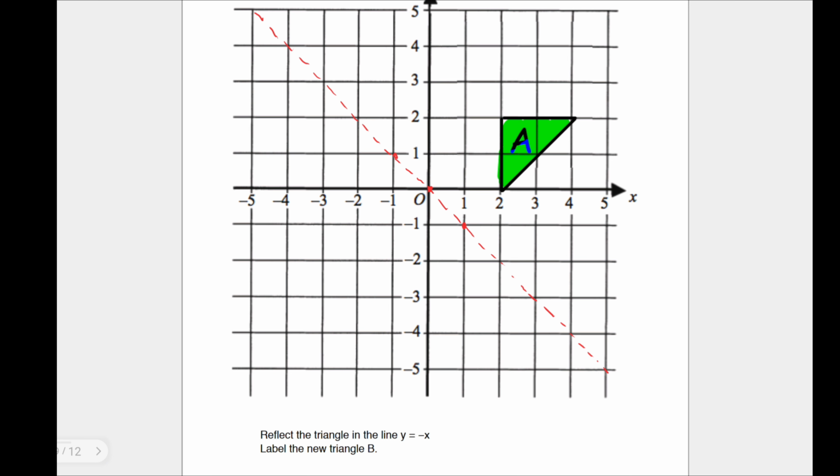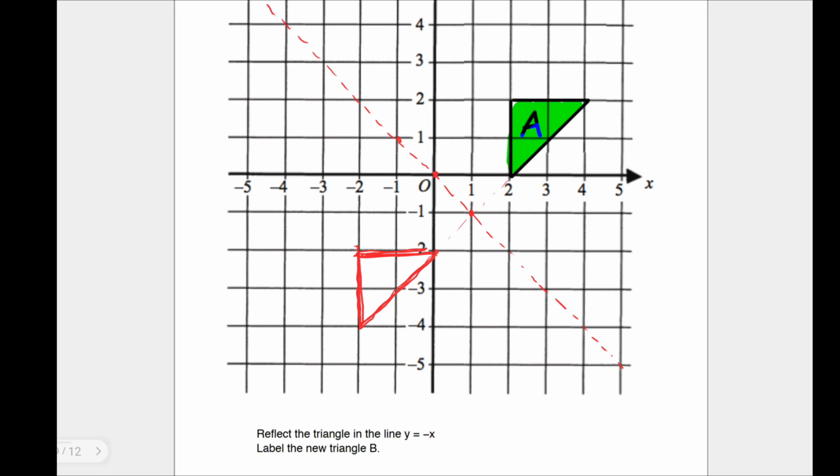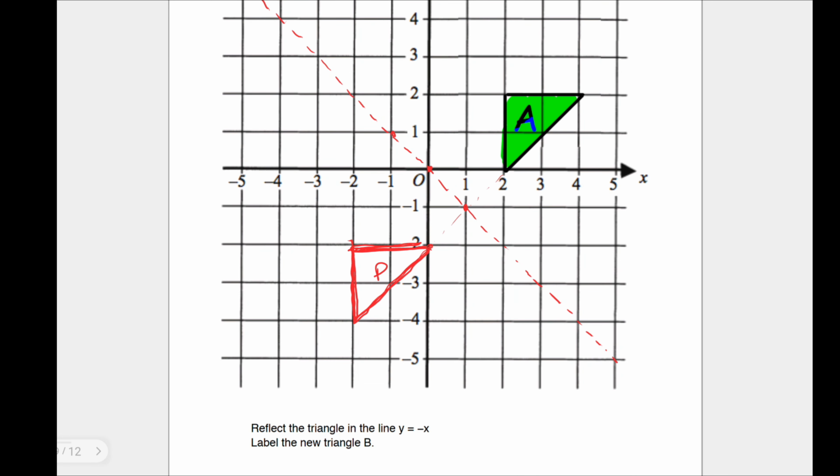So now let's reflect it. I believe it's going to be this way, just like we did in the last exercise. So that point is going to be right here, goes all the way down, then this goes back up, and this comes back here. So that will be the reflection, and call this B.